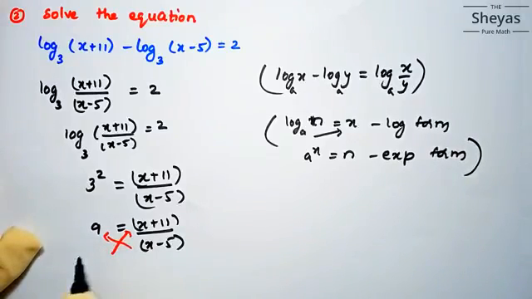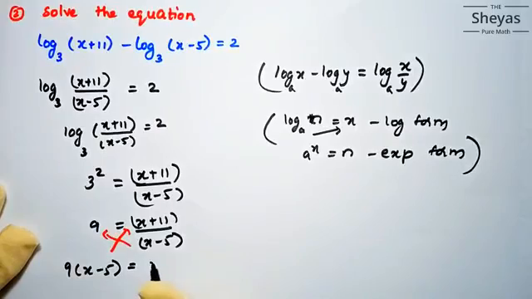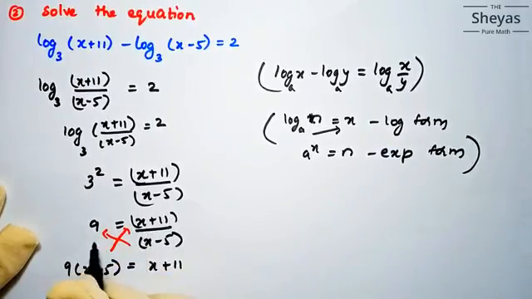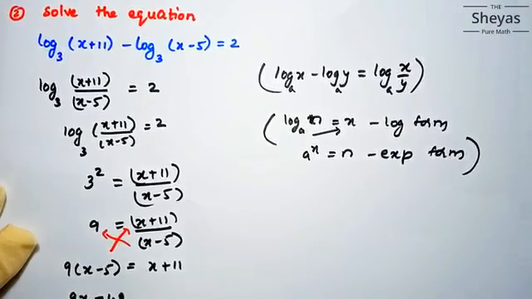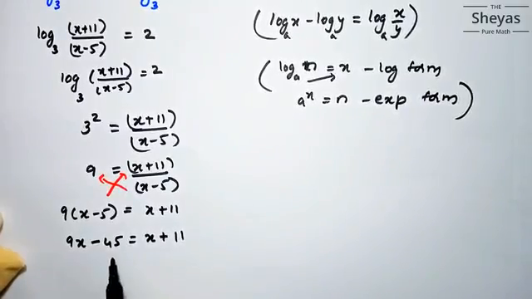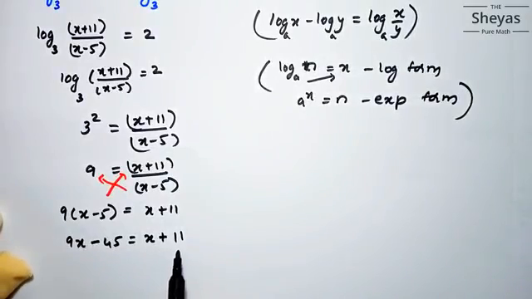So when you cross multiply, what will you get? 9 into x minus 5. Here you can imagine you can write it as 9 divided by 1. So 1 into x plus 11 will be x plus 11. So 9 into x minus 5, what will you get? 9x minus 45. 9 into 5, that is minus 45, is equal to x plus 11.